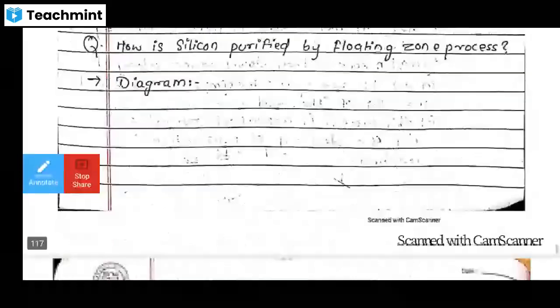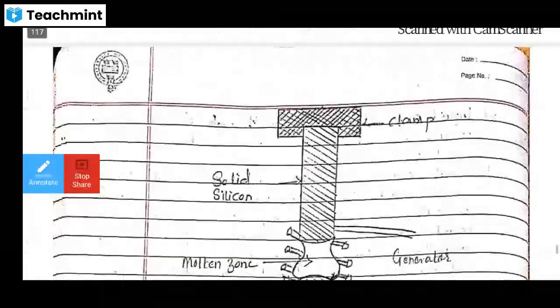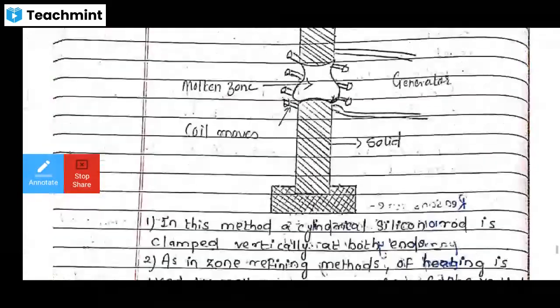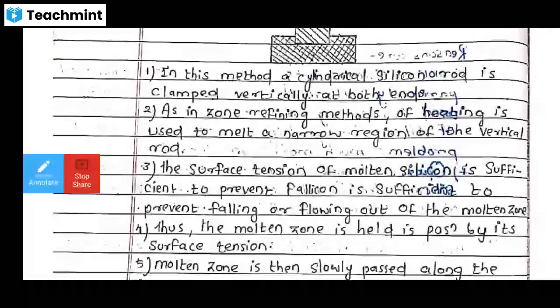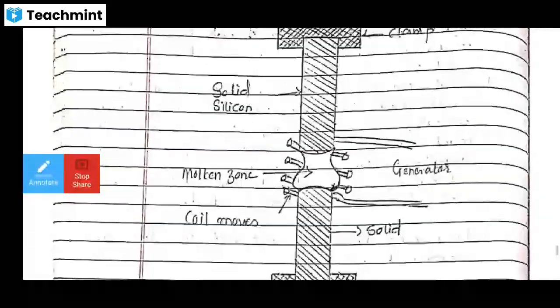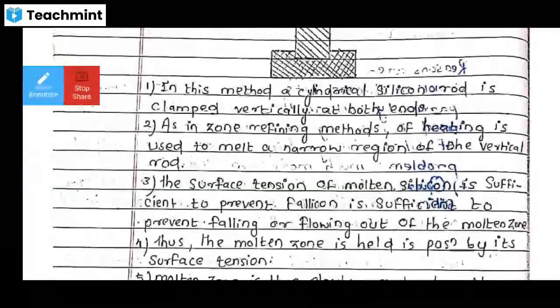This is all about the methods of purification. Here is the molten zone method, with the generator, silicon coils, and the solid materials. In this method, a cylindrical silicon rod is clamped vertically at both ends, and this diagram is most important. Along with the diagram, we have descriptions.